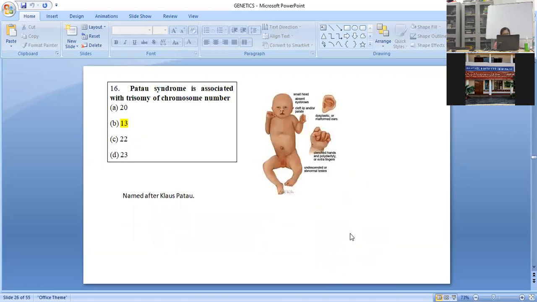Now, this is an expression of the Patau syndrome, as we have discussed, 13th trisomy, and there will be a small head, eyebrows will be absent, and mostly the cleft lip would be an indicator that this particular child might be suffering from the Patau syndrome, and it is named after Klaus Patau.